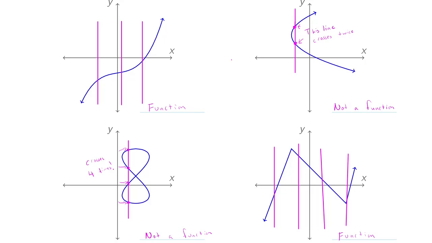So if we can draw at least one vertical line that crosses it twice or more, we reject it. It's no longer allowed to be a function. If there's no line like that, if we cannot draw a vertical line that crosses the graph more than once, then that is a function.